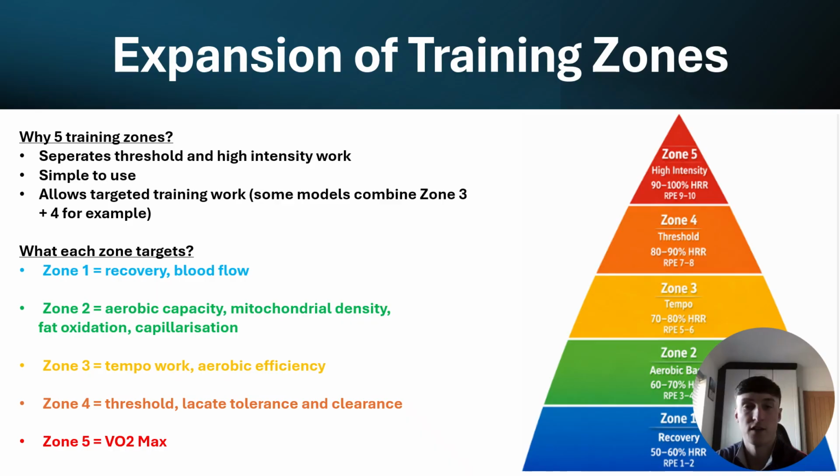The next slide is about the expansion of training zones. I chose to use 5 zones because it's simple to use and I feel like you can be a bit more specific with your training. For example, some models like to combine zones such as zone 3 and 4, but if you've got 5 zones, you can be a bit more specific. So zone 1 targets recovery and blood flow. Zone 2 is your aerobic capacity. Zone 3, tempo work. Zone 4, your threshold, lactate tolerance and clearance. And zone 5 is your VO2 max.